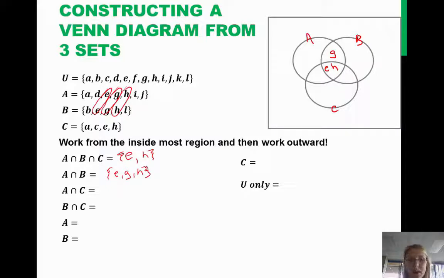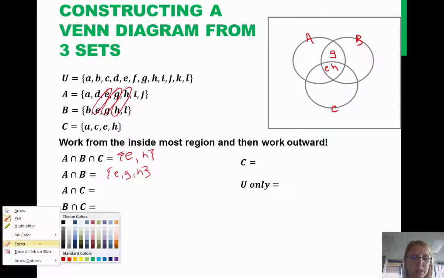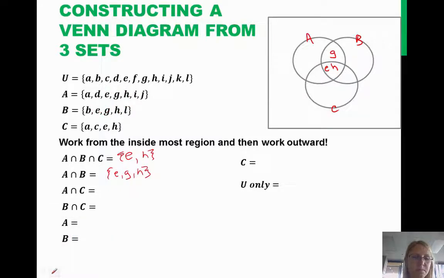Now let's do the same thing for A intersect C. I'm going to erase my markings. A intersect C. Well, they both have an A. They both have an E, and they both have an H. So A intersect C is going to be in this section. We already have E and H written here, so the last one we have left to write is A.